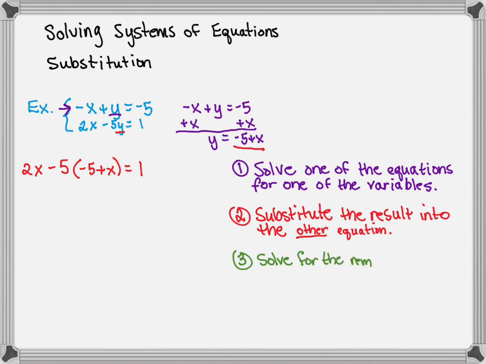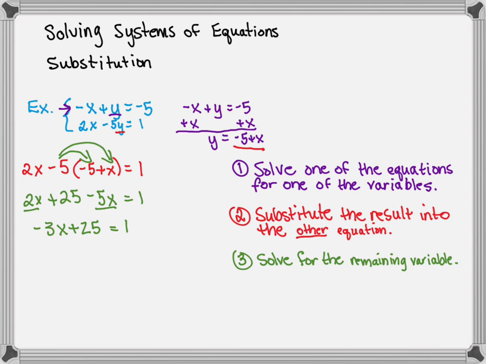And then we will solve this resulting equation for the remaining variable. In this case, that's x. So I have 2x. I'll distribute the negative 5. Negative 5 times negative 5 is positive 25. Negative 5 times x is negative 5x equals 1. I have 2x and negative 5x. That gives us negative 3x plus 25 equals 1. Subtract 25 from both sides. Negative 3x equals negative 24. Divide both sides by negative 3. X equals 8.